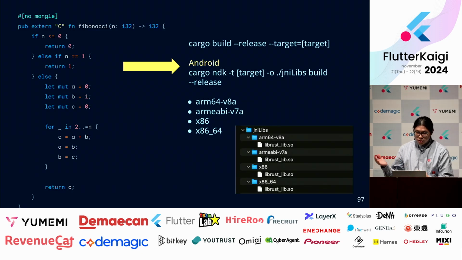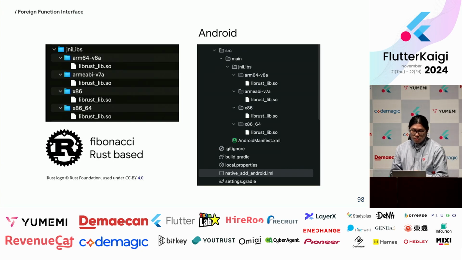This is a Fibonacci sequence algorithm code implemented in Rust. To use it on Android, we build it for each architecture. Rust supports building for each architecture, so the generated results are shown right on the right. And Rust is using cargo. So you use cargo build and generate each architecture's files. And then put the built library file into the Android folder of the Flutter project, organized by architectures, like this.